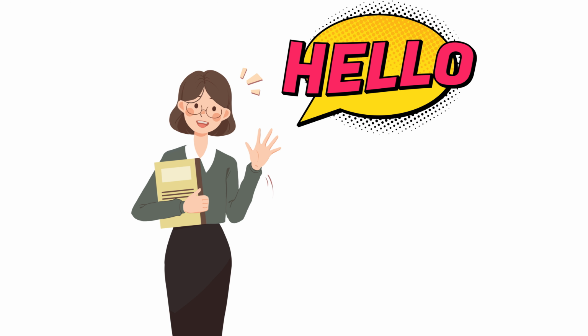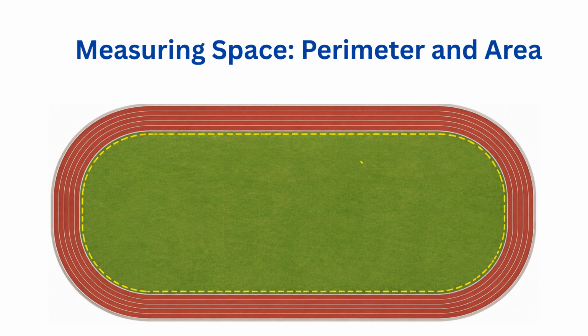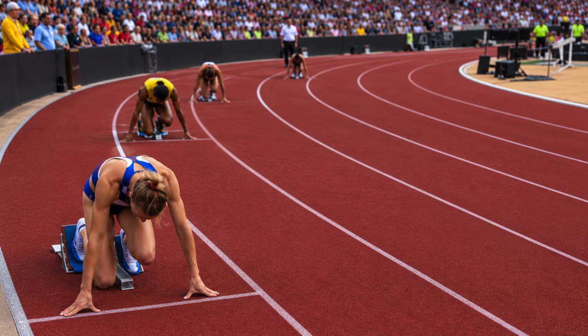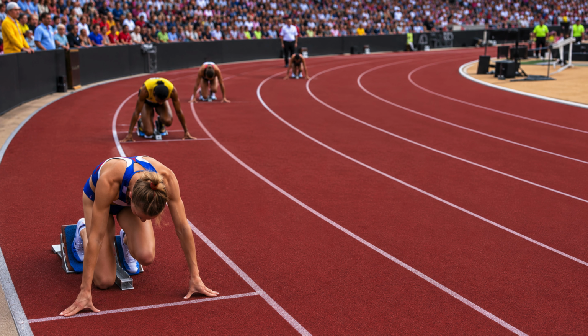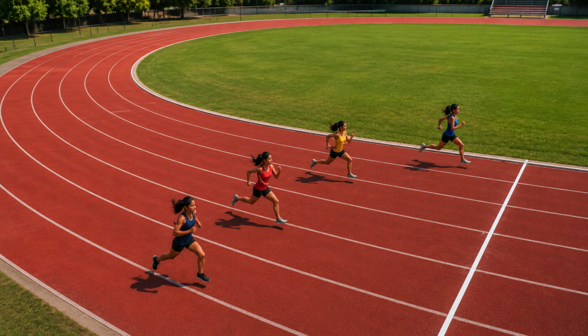Hello, everyone! Today, we begin a fascinating chapter called Measuring Space, Perimeter, and Area. Why does a runner in the outer lane of a circular track start ahead of a runner in an inner lane? The finish line is the same, yet their starting positions are different. The reason is geometry. A path farther from the center of a curve is longer. The staggered starts compensate for this difference, ensuring that every runner travels the same distance.